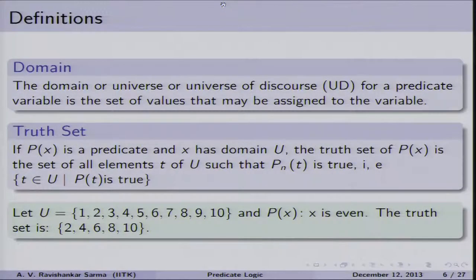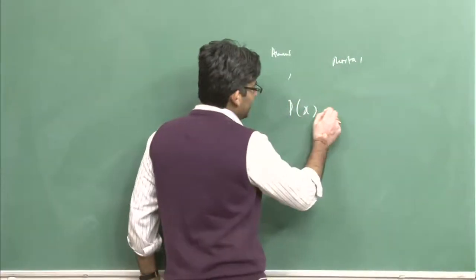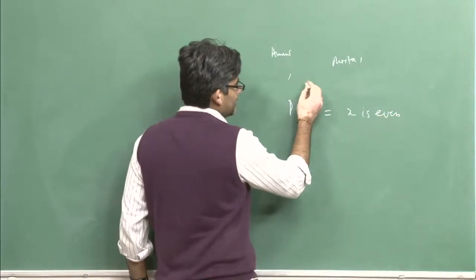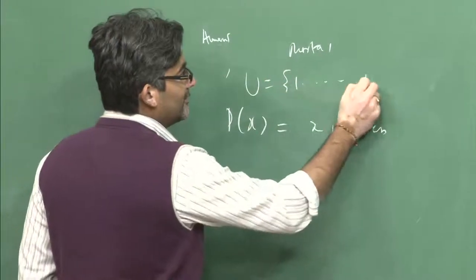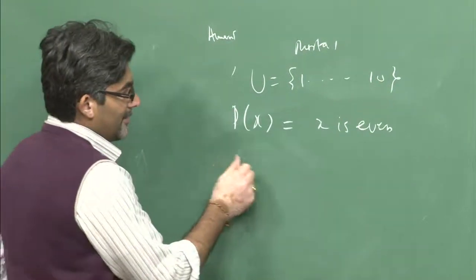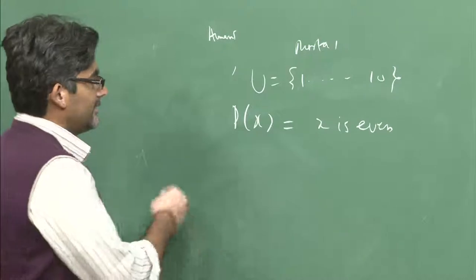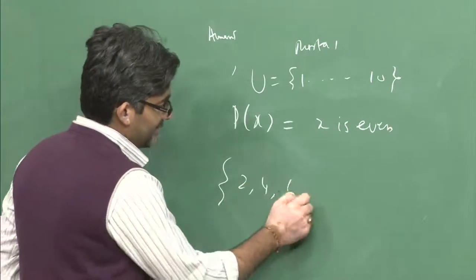And for example, if you take the universe of discourse as natural numbers from 1 to 10, P(X) is considered to be some kind of property which X has, that is, X is an even number. So P(X) is considered to be X is even, and then we have the universe of discourse as 1 to 10. Now the truth set, that means when this P(X) is going to be true, is only when you take this particular kind of numbers.